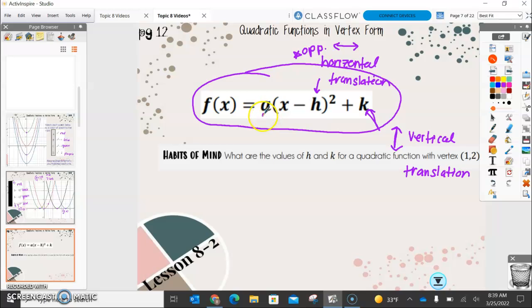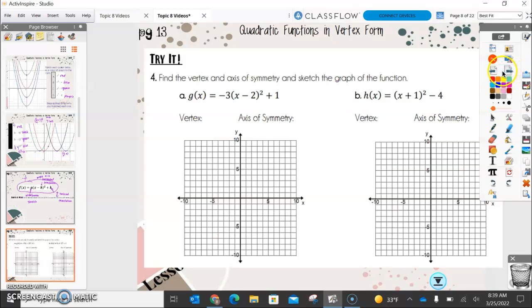We didn't see any graphs in this section with our a value changing, but remember this makes it wider or narrower. And so we don't think of that as a translation. This is more of a stretch, or a dilation maybe, but we'll call it a stretch for now. So again, normally there's a 1 here, and our parabola would go over 1, up 1. But if that number is different, it could flip it upside down if it's negative, or it could have a steeper or flatter slope. Let's try one of these to put it all together.